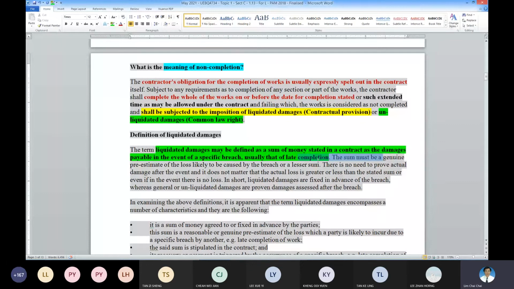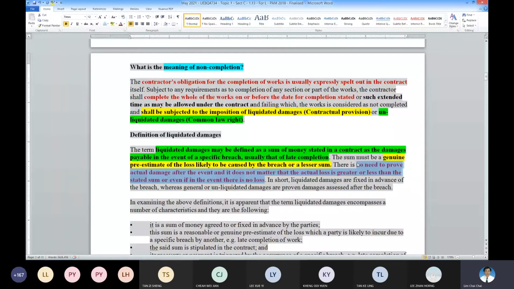So this is a very important principle in other countries. In Malaysia, it's slightly different. In other countries, this LD must be a genuine pre-estimate or reasonable estimate. Okay, so if that happens, then there is no need to prove actual loss after the event. It does not matter whether the loss is higher or lower than the sum stated, or even if there is no loss. So this one is applicable in other jurisdictions.